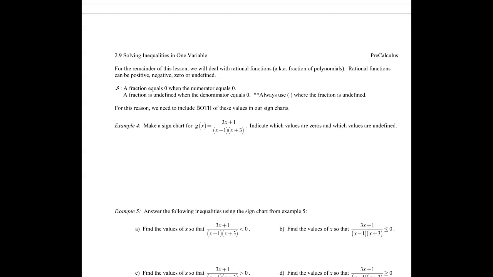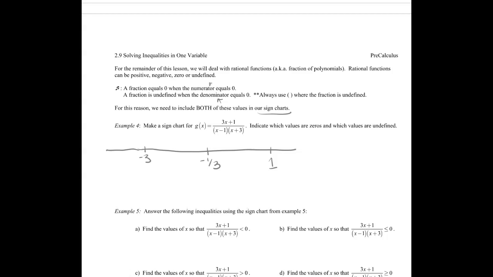All right, so for these reasons, both the numerator and denominator values need to be included in our sign charts. So making a sign chart for g of x equals 3x plus 1 all over x minus 1 times the quantity x plus 3. My value from the numerator, if I set that equal to 0 and solve for x, I'm going to get negative 1/3 for my x value, and then my solution to this part should just be positive 1, and my solution to this part should give me negative 3. So those are my three values that go on my sign chart.